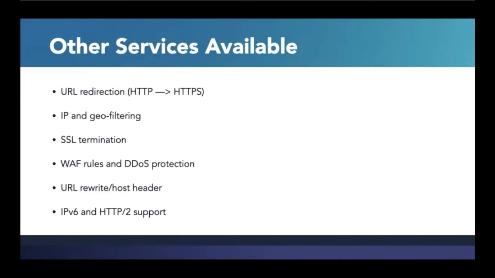SSL termination. Additional security via web application firewall rules, and distributed denial of service protection, which will drop irrelevant traffic at the edge, protecting our service. Front Door supports URL rewrite, which allows us to configure optional settings, a custom forwarding path, including forwarding host headers with the request, and support for IPv6 and HTTP2. And Front Door includes health checks that allow us to configure the parameters under which a service is healthy or not.